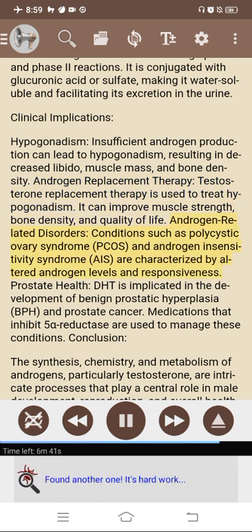Androgen-related disorders. Conditions such as polycystic ovary syndrome (PCOS) and androgen insensitivity syndrome (AIS) are characterized by altered androgen levels and responsiveness. Prostate health. DHT is implicated in the development of benign prostatic hyperplasia (BPH) and prostate cancer. Medications that inhibit 5-alpha reductase are used to manage these conditions.